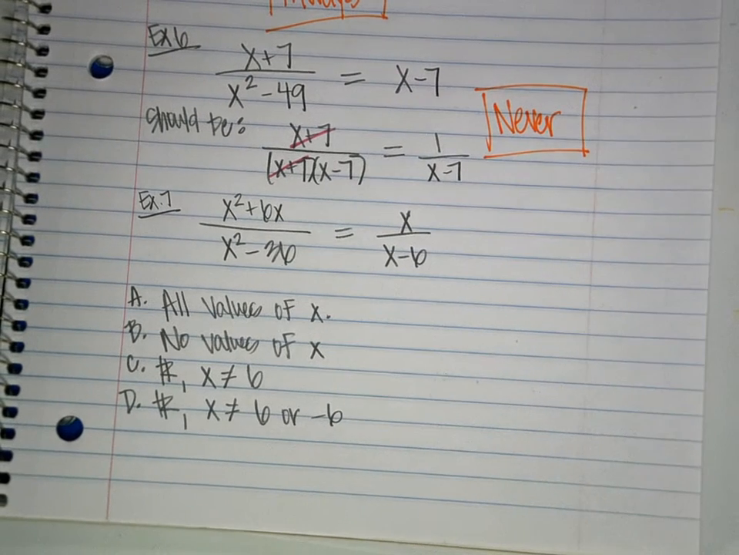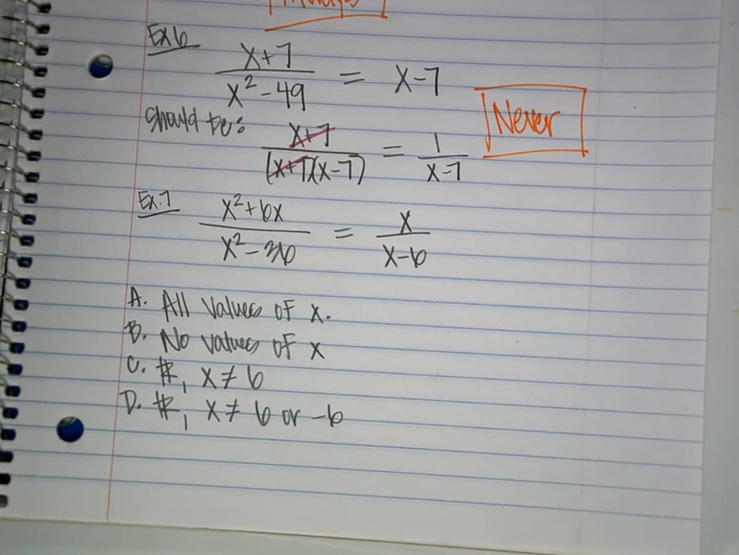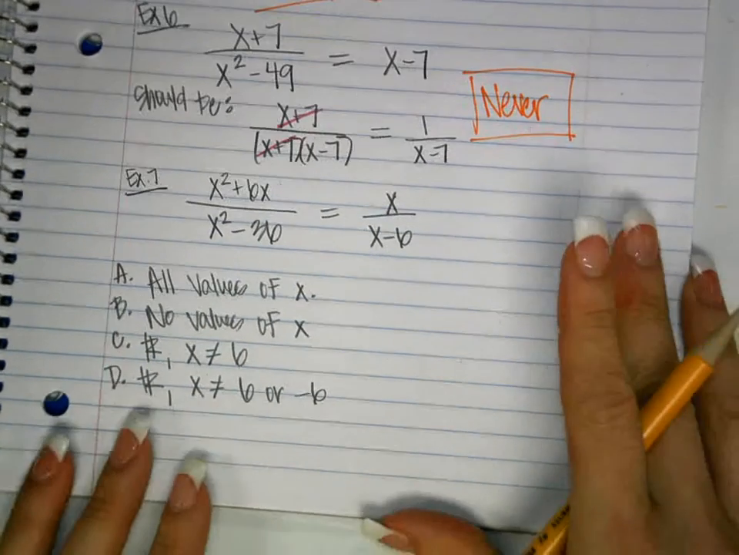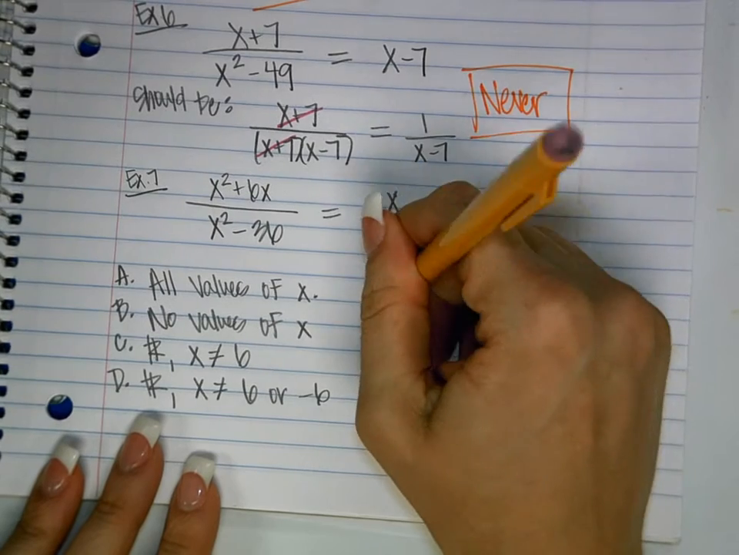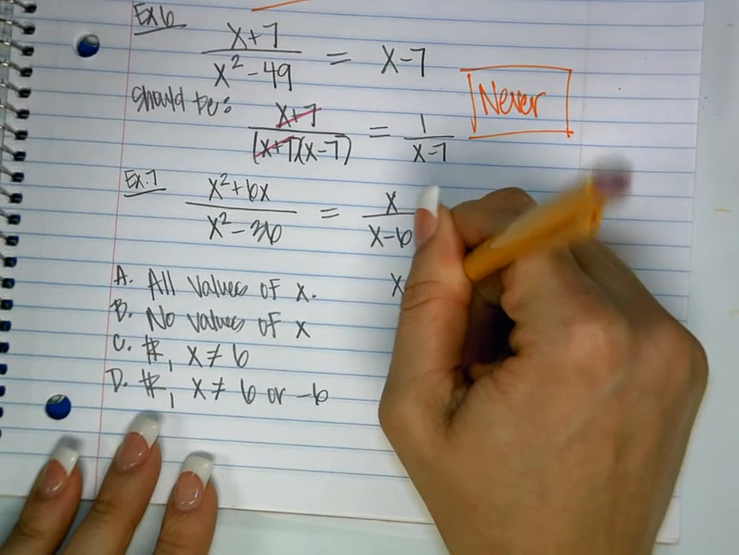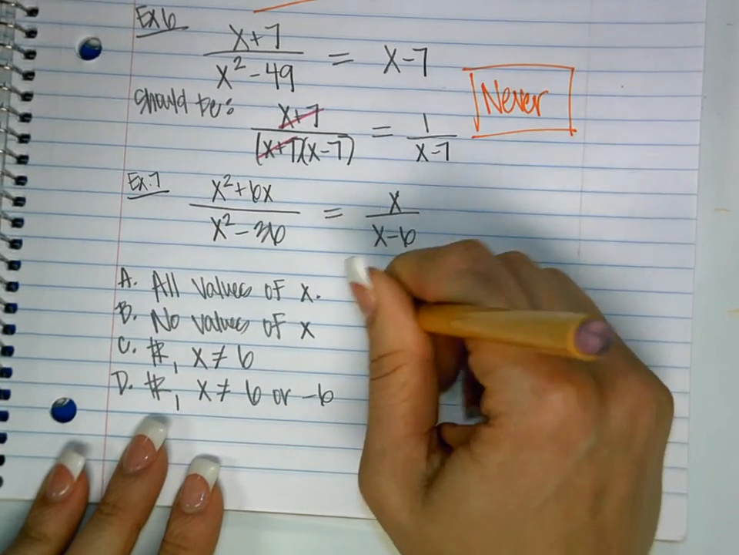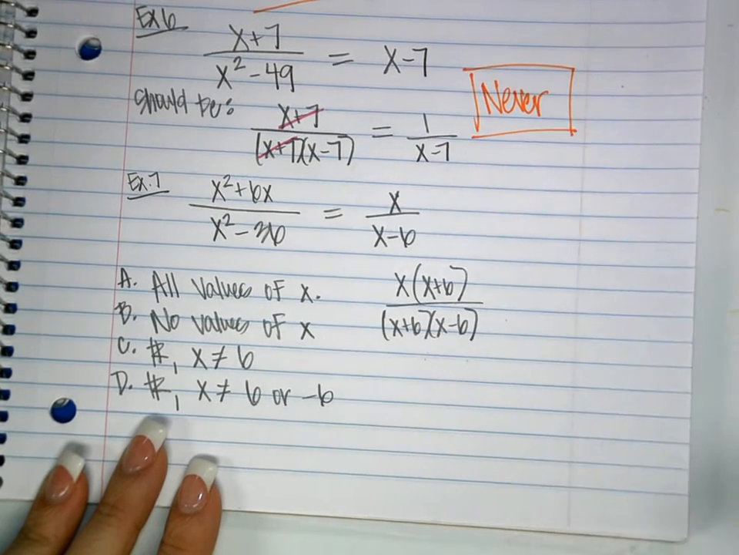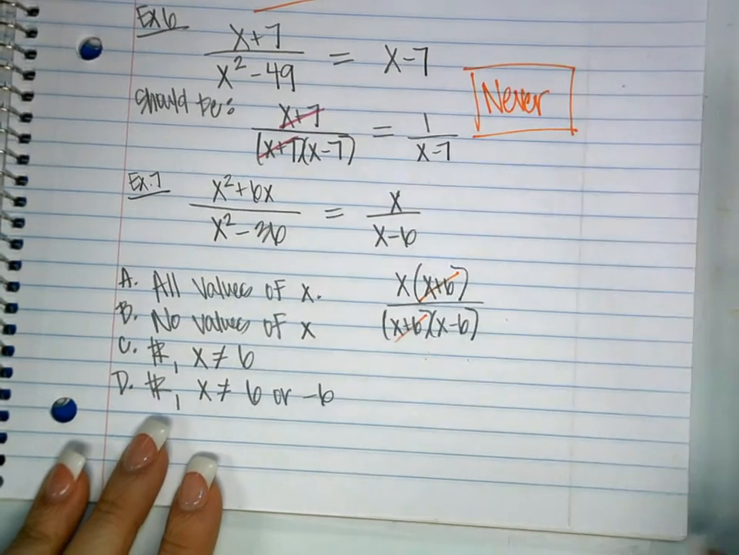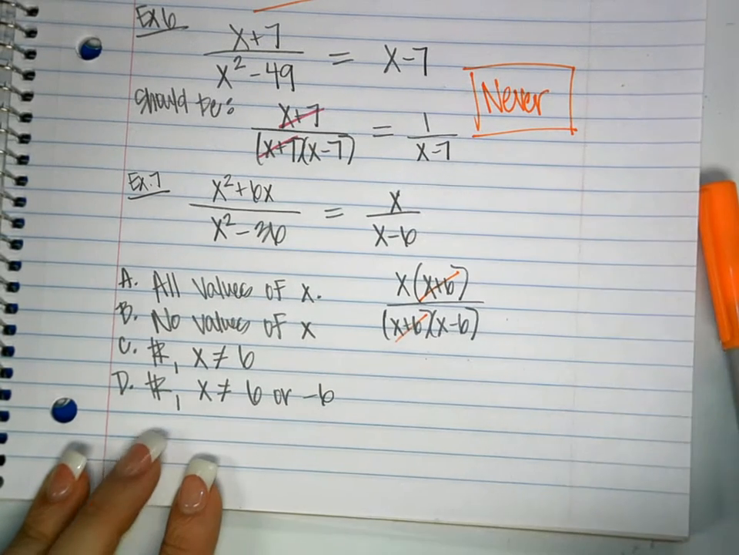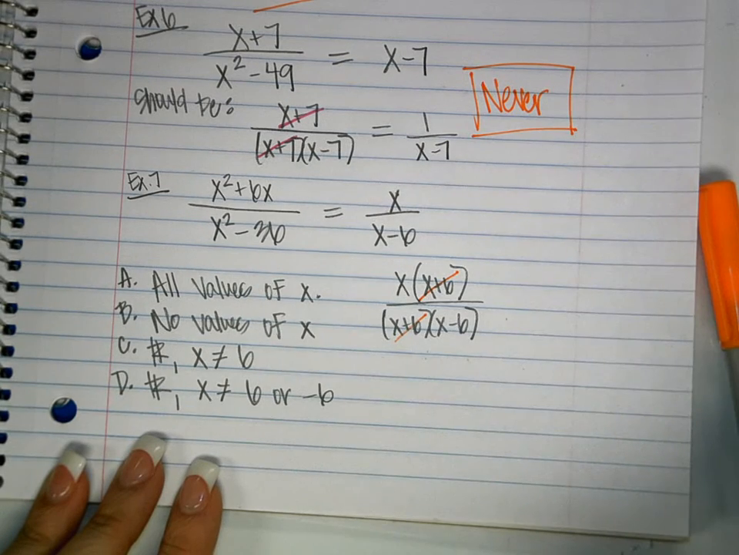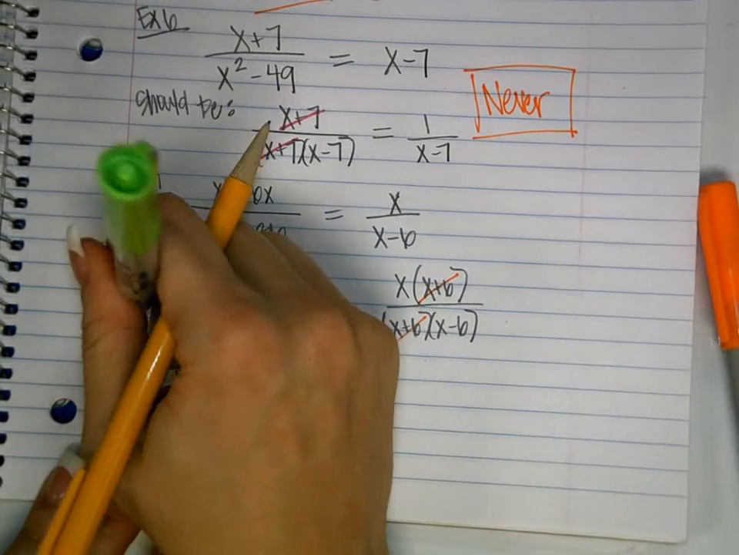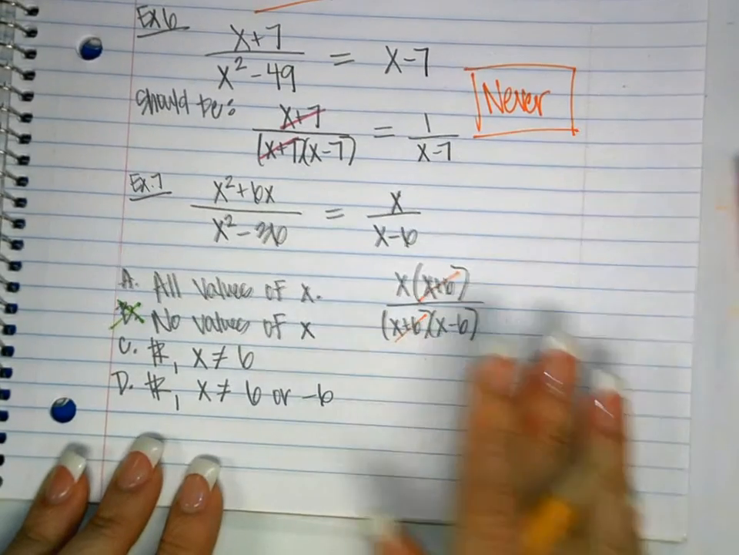First thing you have to look at here is: is this reduced correctly? Okay? How would I reduce this first equation? You would have to factor, so x times x plus 6 over, in the denominator, x plus 6 and x minus 6. So if this reduced away, did I reduce correctly? Is it correctly reduced? Yes, so it's definitely not never true because it is correctly reduced.